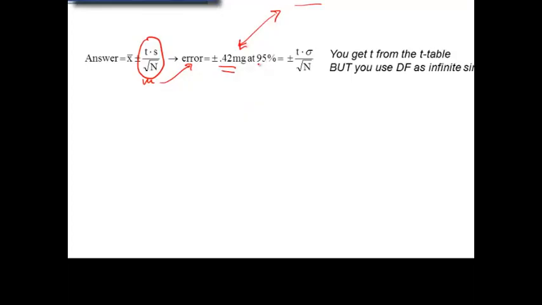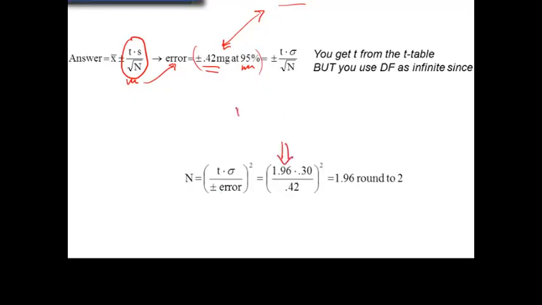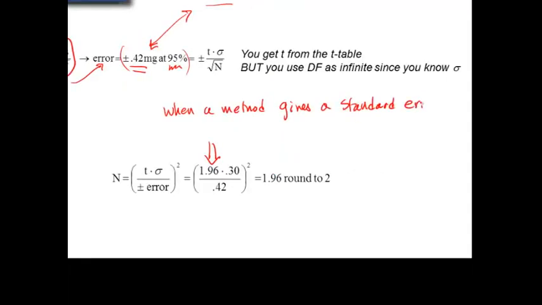We also know that we want 95% confidence limits on this. So if the error is equal to 0.42, then we set that error equal to t sigma over root n. We need t, which we're going to get from the t-table, sigma, which is actually given here, and the square root of n, which we don't know. So n is what we're actually solving for. Now, an important thing about how we got t: when a method gives a standard error, what that means is that the degrees of freedom is equal to infinity.